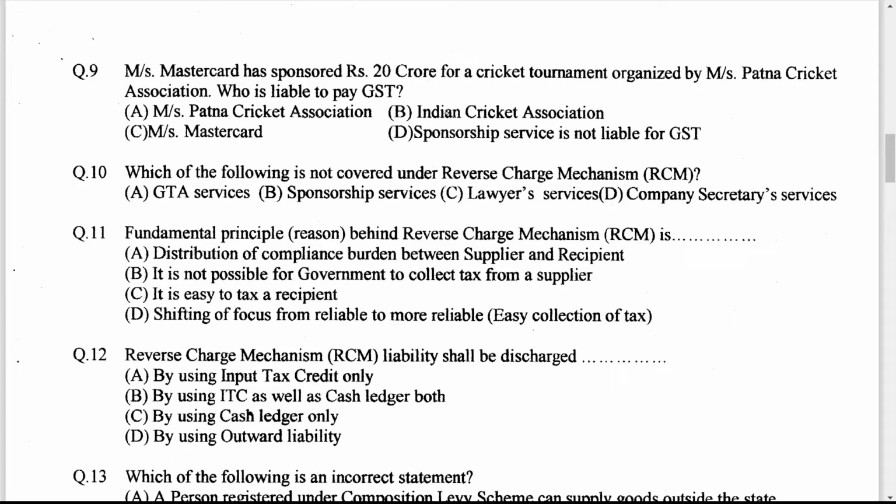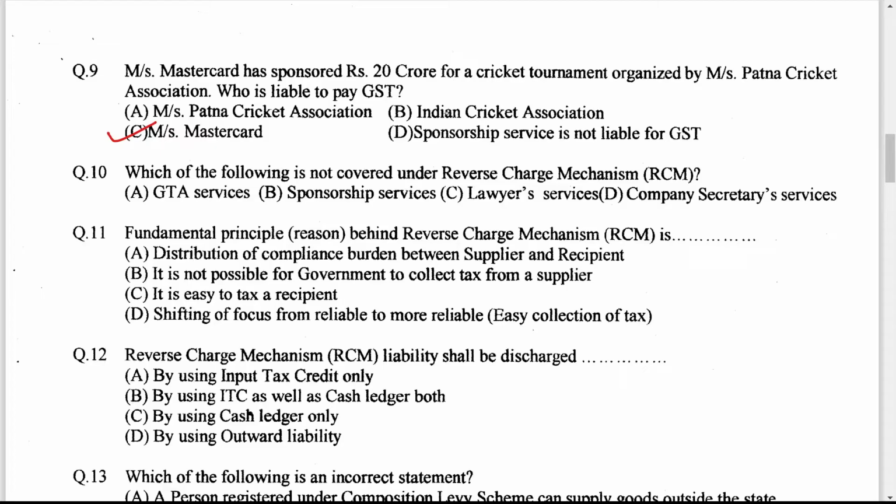So in that case, in the ninth one, Messrs Mastercard, the receiver of the service. Here, who is the recipient of the service? Messrs Mastercard is the recipient of the service. Why? The reason is very simple. They are providing sponsorship to Messrs Patna Cricket Association, and by providing sponsorship, what they get in return is a potential customer. So that is why they are receiving the service of Messrs Patna Cricket Association by providing a sponsorship. So that is why who is liable to pay tax here?